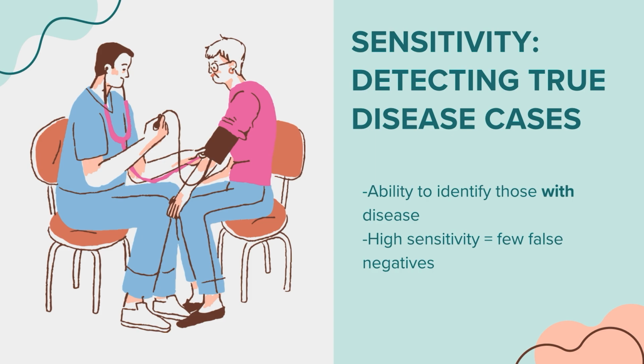Sensitivity measures the ability of a test to correctly identify individuals who truly have the disease. In other words, it tells us how good the test is at catching actual cases. A highly sensitive test has very few false negatives. The formula for sensitivity is true positives over true positives plus false negatives. A test with high sensitivity is especially useful when the goal is to avoid missing any cases. For example, diseases where early detection is critical or where failing to identify someone could lead to significant harm or spread.